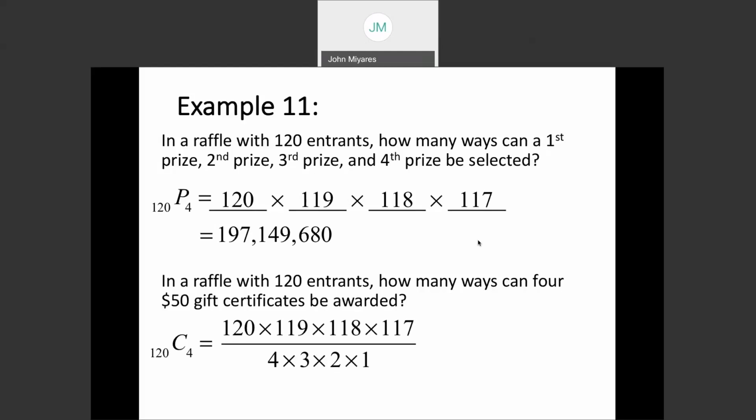Computing these by hand, we can start the same way we did with permutations, 120 times 119 times 118 times 117, but then we'll divide by the number of ways that the 4 winners of these gift certificates can be shuffled amongst each other, which is 4 factorial, 4 times 3 times 2 times 1. So that's now going to be 8,214,570 ways.